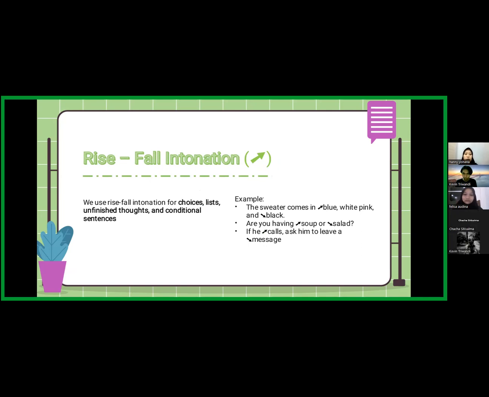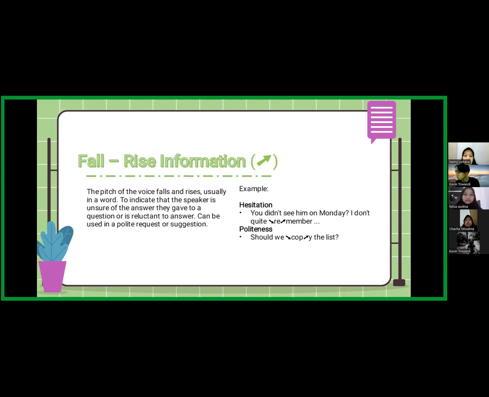And the next, false rise intonation. The voice falls and rises, usually within one word. For example, hesitation or reservations. You didn't see him on Monday? I don't quite remember. And politeness, doubt, uncertainty. You are not sure what the answer would be. Should we copy the list?